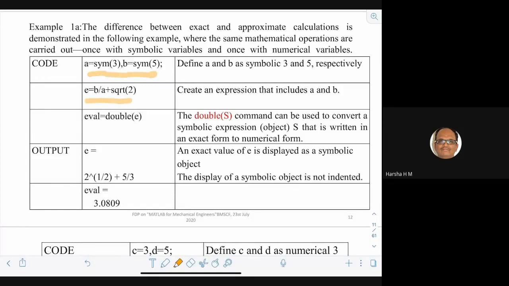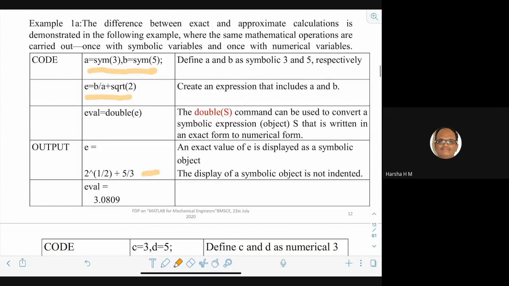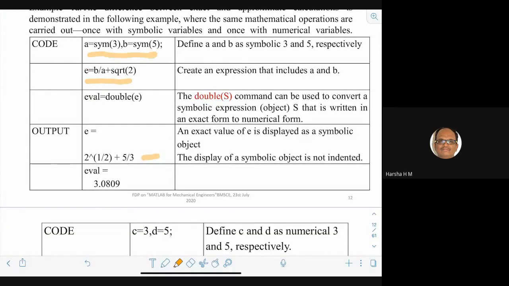When you do that, you will notice that the output is in this form, square root of 2 plus 5 by 3. Okay. Remember, it is not approximating. It is in terms of fractions only.